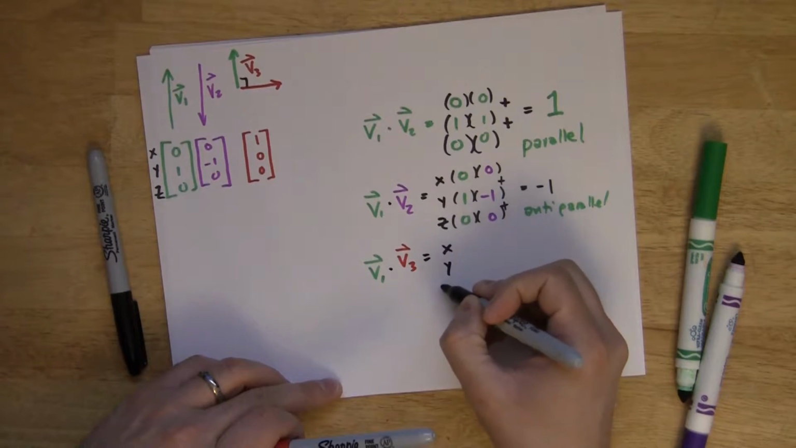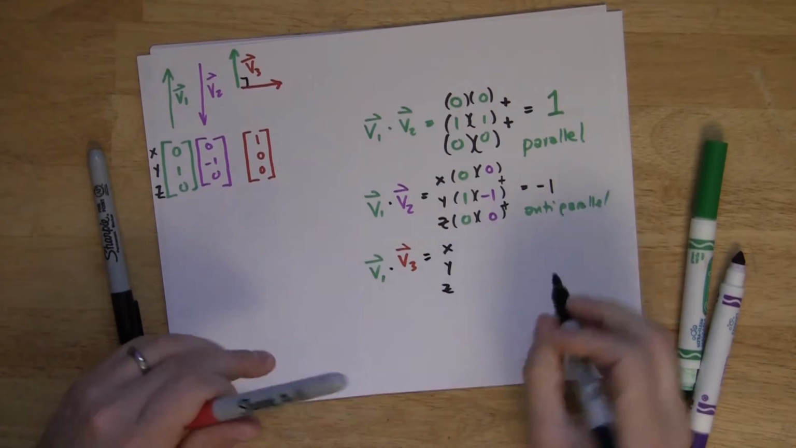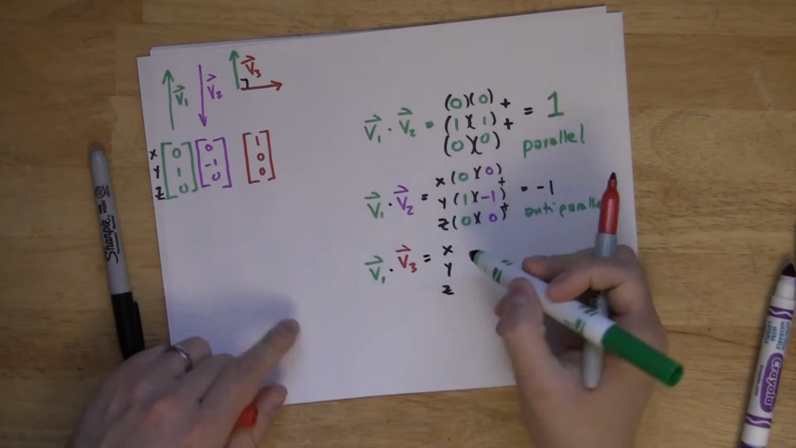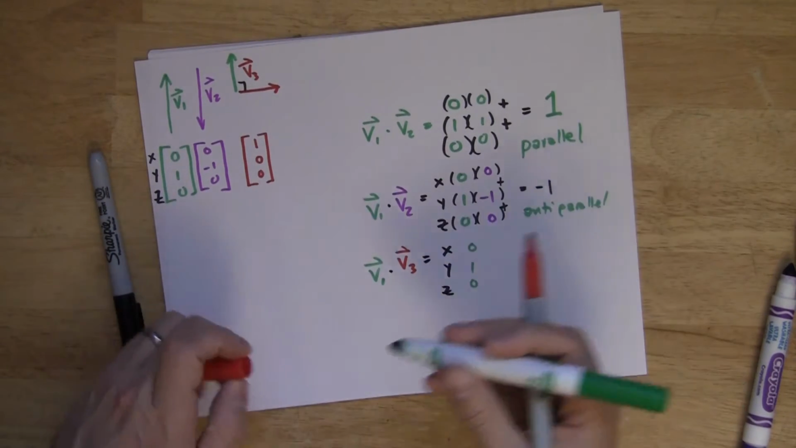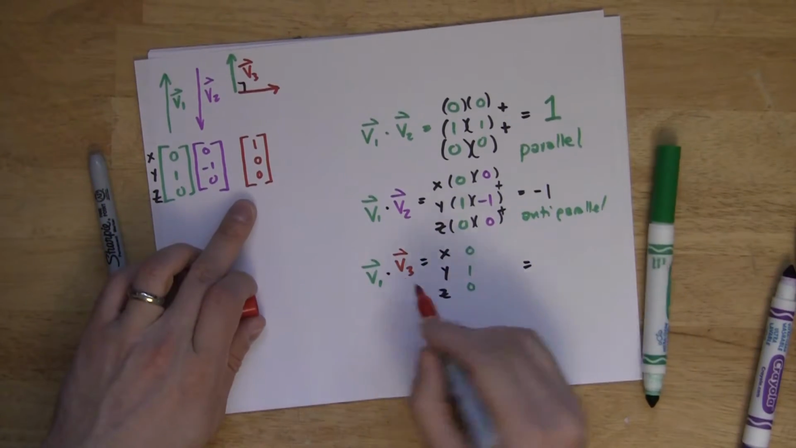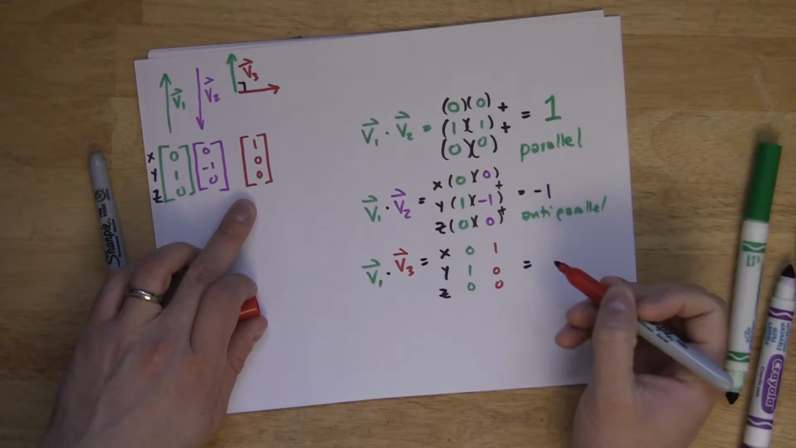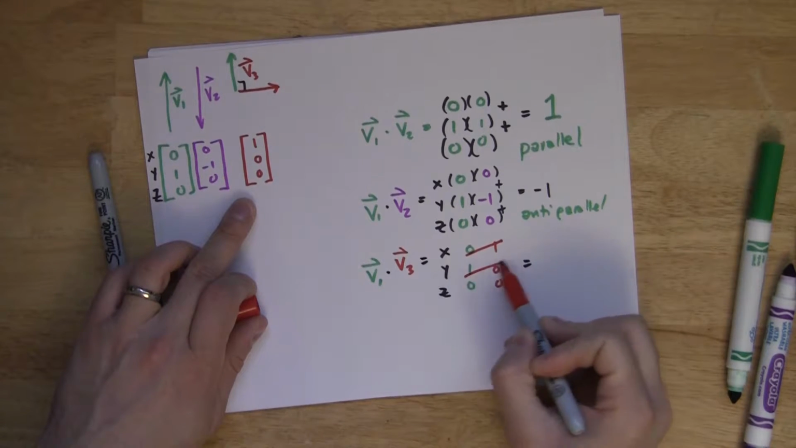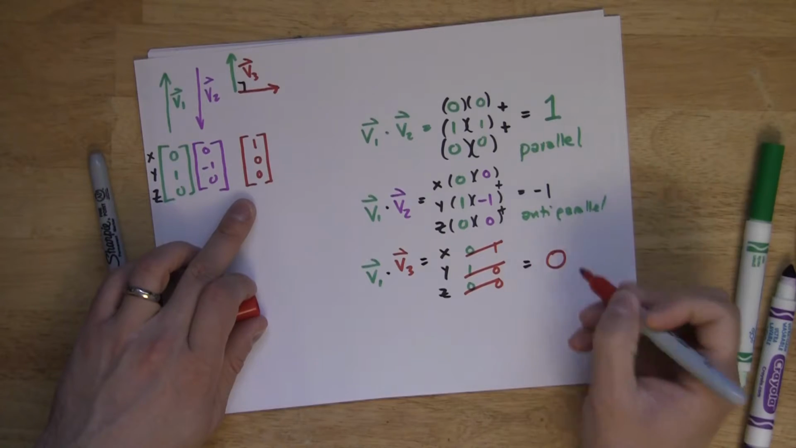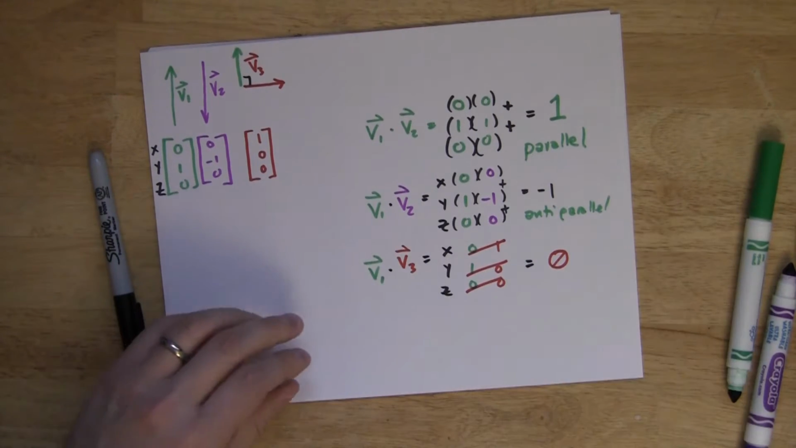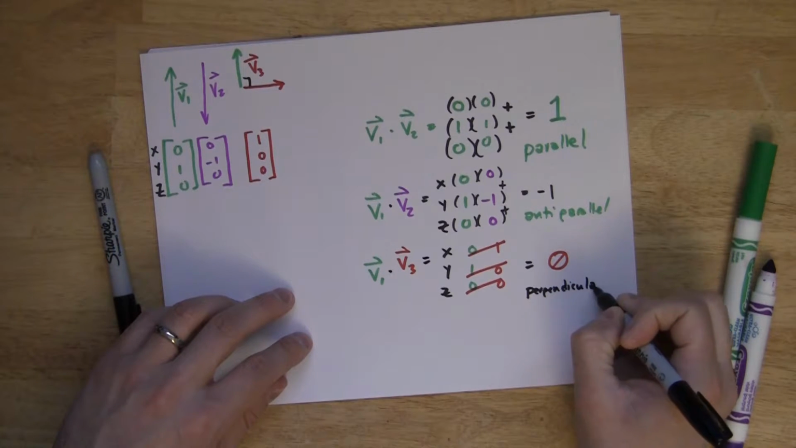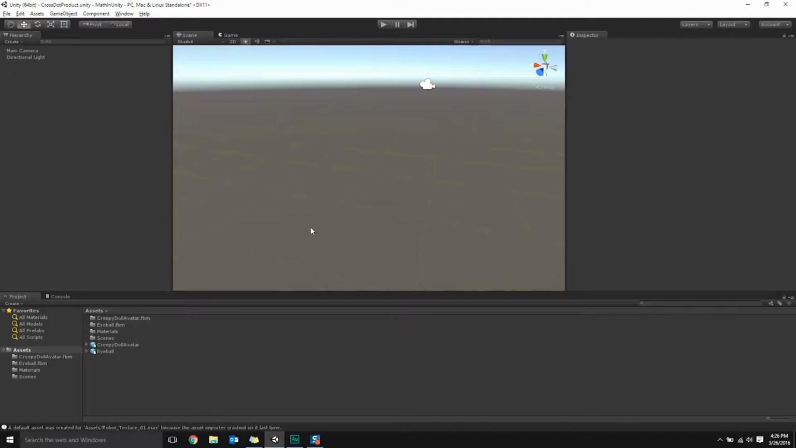We're going to take the x, the y, and the z terms as before. Just set that equal over there. So the green terms, 0, 1, 0 for vector 1. For vector 3, it's going to be 1, 0, 0. Multiply, multiply, multiply, and add. Well, this becomes 0, this becomes 0, and this becomes 0. So we end up with a value of 0. So when you're perpendicular, your value is 0.